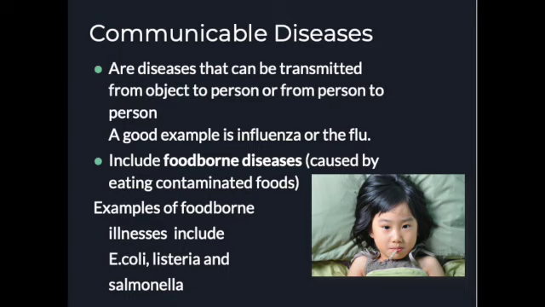Another type of communicable disease is spread through food. Foodborne diseases, also called foodborne illnesses, are caused by eating foods that are contaminated with harmful bacteria and other pathogens during food production or preparation. Examples of foodborne illnesses include botulism, E. coli, listeria, and salmonella. Young children are at a high risk for foodborne illnesses and can suffer serious side effects.